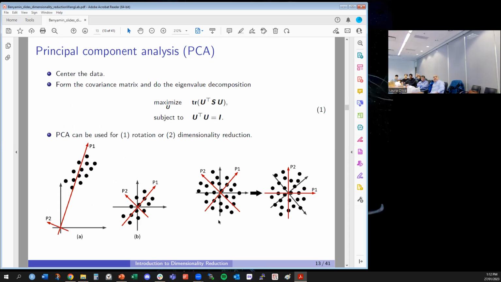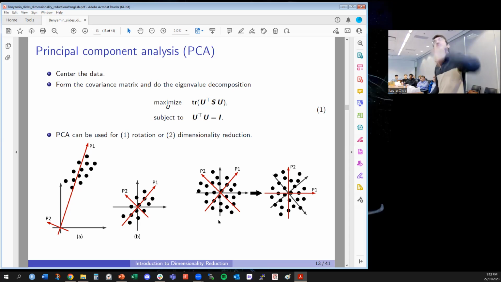So in the spectral methods, principal component analysis says, okay, let me center the data first. Why do I need to center the data? Because if you don't center the data, you'll see this figure. You will not get good spread directions. So you center the data first, and then you form the covariance matrix, and then you do the eigenvalue decomposition.